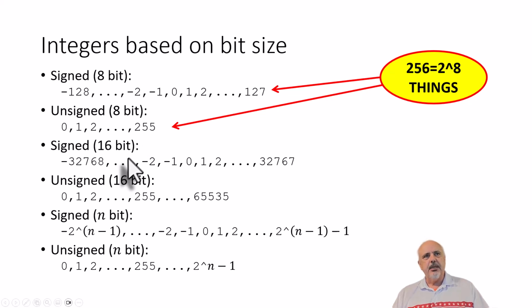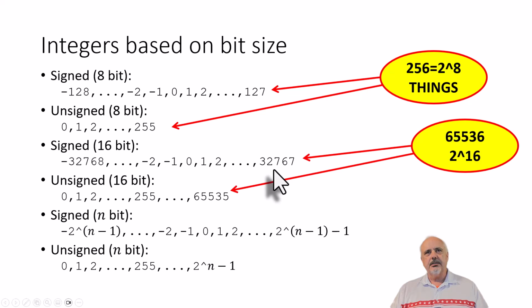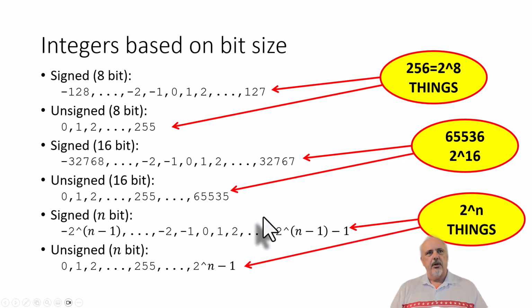If it's 16 bits and unsigned, you start at 0 and go up to 65,535. And if it's signed, you start at minus 32,768 and go towards 32,767. So you have 65,536 number of things. That's 2 to the 16. And whatever number of bits you come up with, there's a similar pattern between going from unsigned to signed.